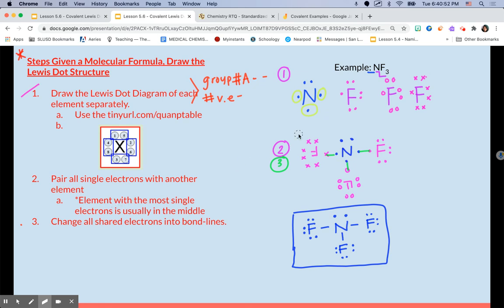Another tip, if you can't imagine how these structures form right away, the element with the most single valence electrons is usually in the middle. So notice that N has 1, 2, 3 single valence electrons. And at the end of our answer, it's in the middle, right? On the other hand, each F only has 1 single electron. So that's kind of a hint to me that it'll probably stay on the outside.